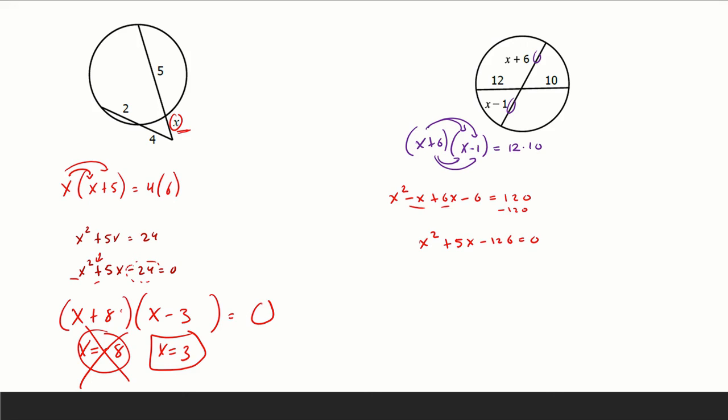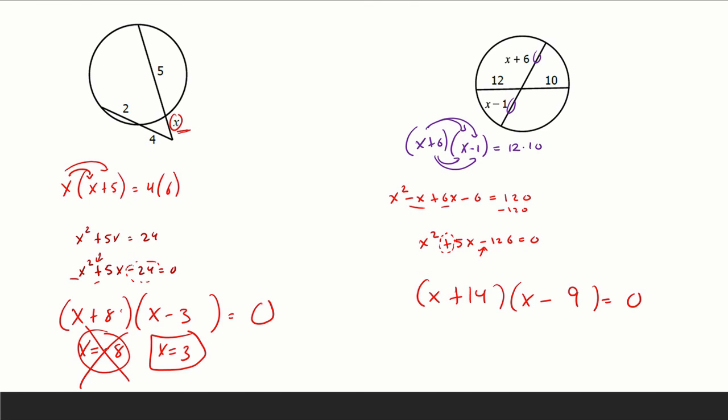So now we're in the same situation where we have to factor. So because our leading coefficient is 1, we can go ahead and go straight into this form. Now this number is telling me that I'm going to have to multiply a positive and a negative. This is telling me that the bigger factor, the biggest number, has to be positive. So from here, two numbers that multiply to give you negative 126, but add up to 5, are positive 14 and negative 9.